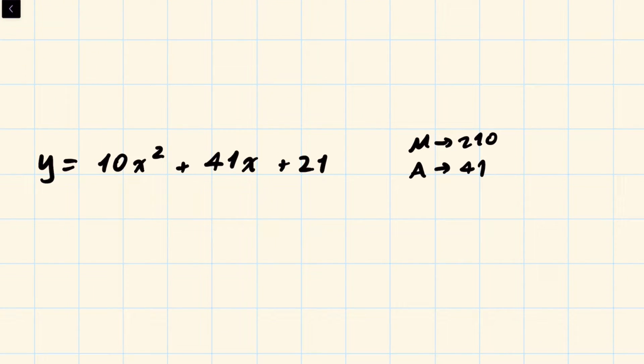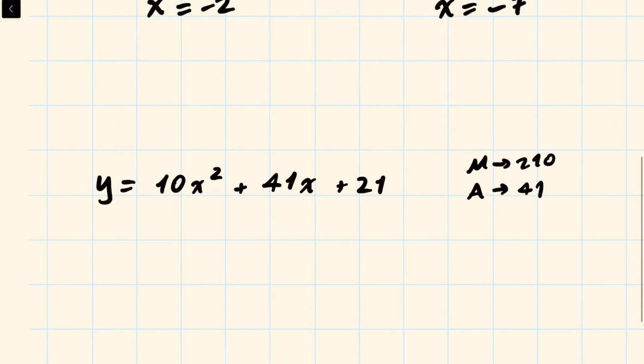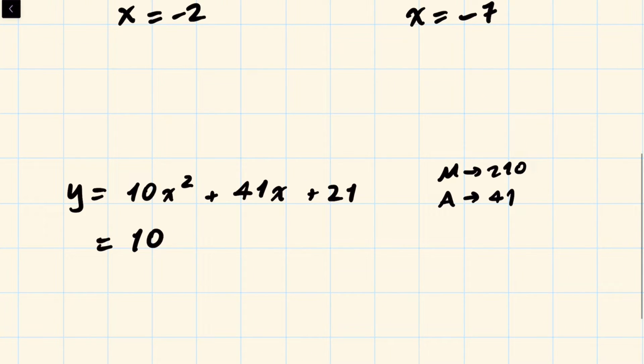This one might be a little bit trickier, but I can just tell you that the two numbers come out to be 35 and 6. 35 times 6 is 210, and 35 plus 6 is 41. Okay, so we're going to split up the middle term again, and we're going to set it equal to 0: 35x plus 6x plus 21.